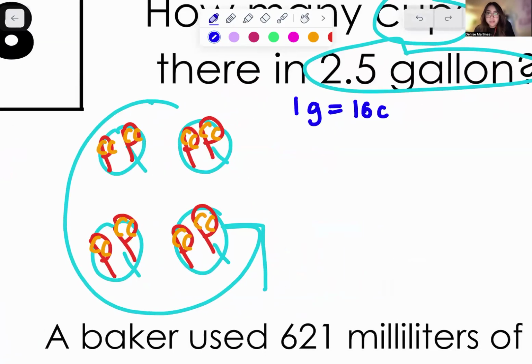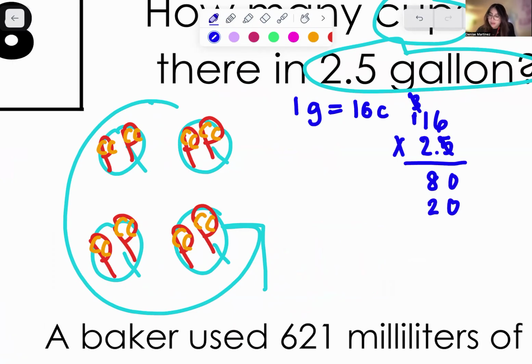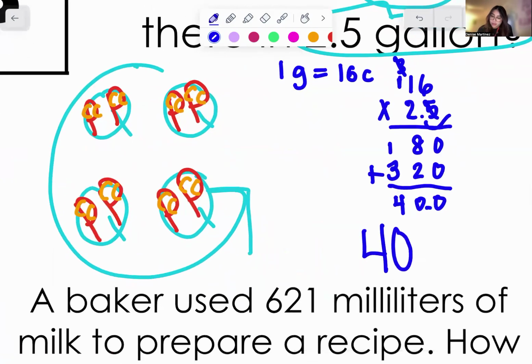So I'm trying to figure out how much for 2.5. All I could do is 16 times 2.5. 5 times 6 is 30. Carry the 3. 5 times 1 is 5. Add 3, 8. Add a 0. 6 times 2 is 12. Carry the 1. We get 3. We're going to add 8 plus 2, 10. Carry 0, 40. So our answer here was 40 cups.